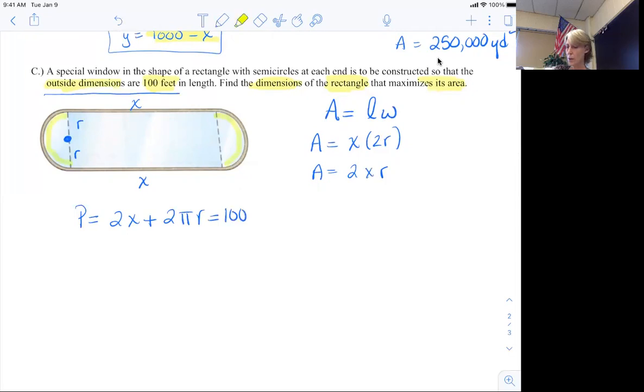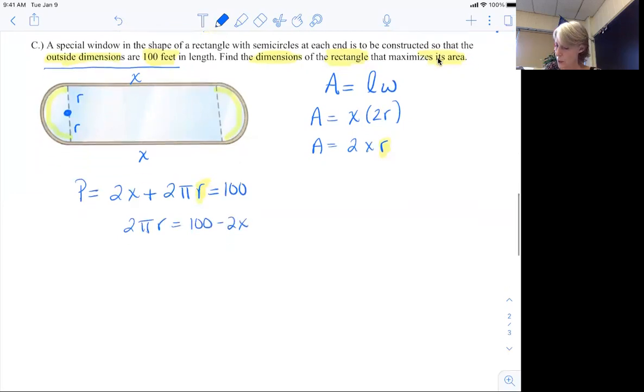And remember, we want to solve this for r, so we can substitute that in. 2 pi r equals 100 minus 2x. R is going to equal 100 minus 2x over 2 pi when we divide that through. If you simplify it in the beginning, it will make it a little bit easier to work with. So I'm going to take this r and now I'm going to pop it in.